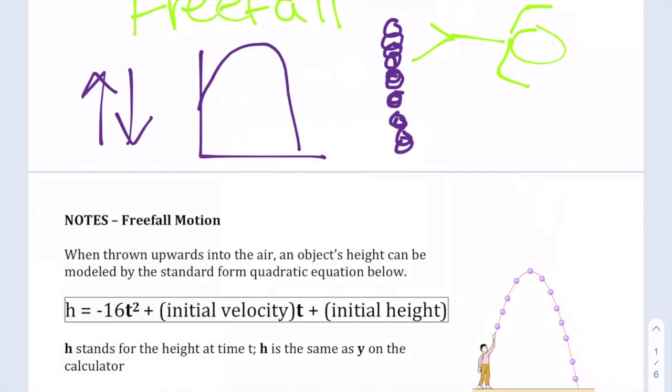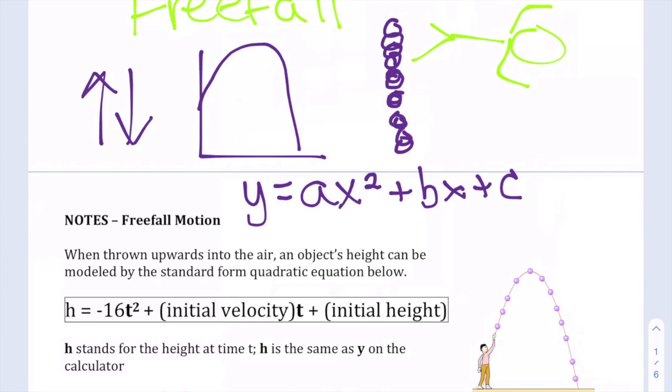Freefall equations are one type of standard form quadratic. Standard form quadratics are in the form y equals ax squared plus bx plus c. And your y and your x could be other letters. You'll see down here we have h and t, but it's important to note that a, b, and c are always going to be numbers, and the a value is always going to be -16 for a freefall equation that's in feet, which is what we'll be looking at.